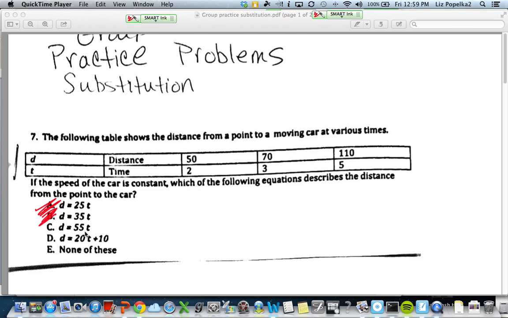So I can already tell 35T, 35 times 2 is 70, not 50. So I know that that one's out. And 55 times time, 55 times 2 is 110, not the 50 we would get here. Maybe this one's going to work.